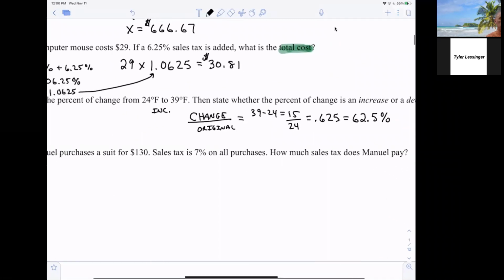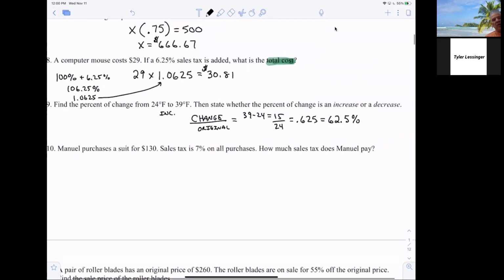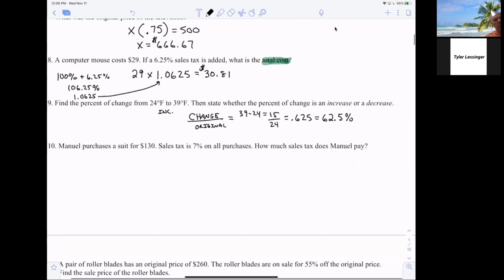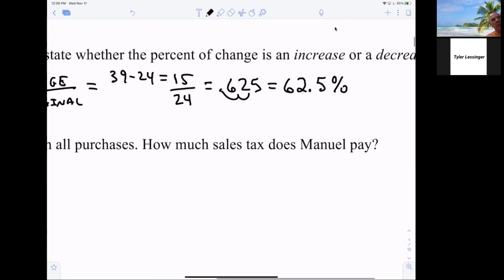The answer to number 9. Well, did you do 15 divided by 24? I just don't round it because it's a terminating decimal. Wasn't it 0.625? So 0.625, if I move the decimal over, is 62.5. I'm not sure what you're asking me.